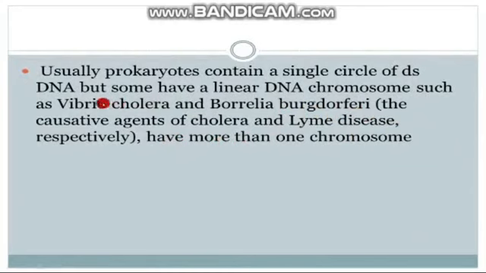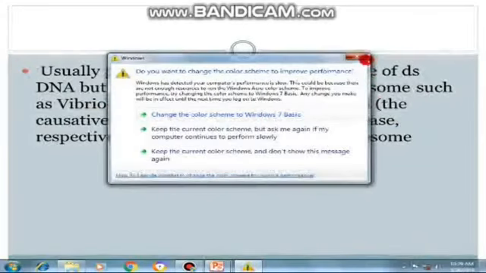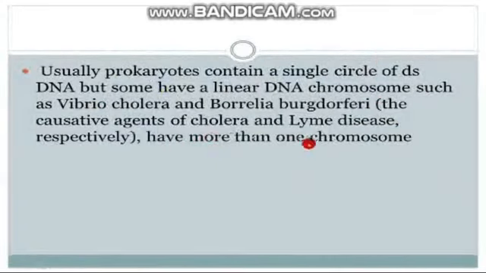Such microbes have more than one chromosome, but usually prokaryotes have only one chromosome. It means they have chromosomal material, but irregular in shape.